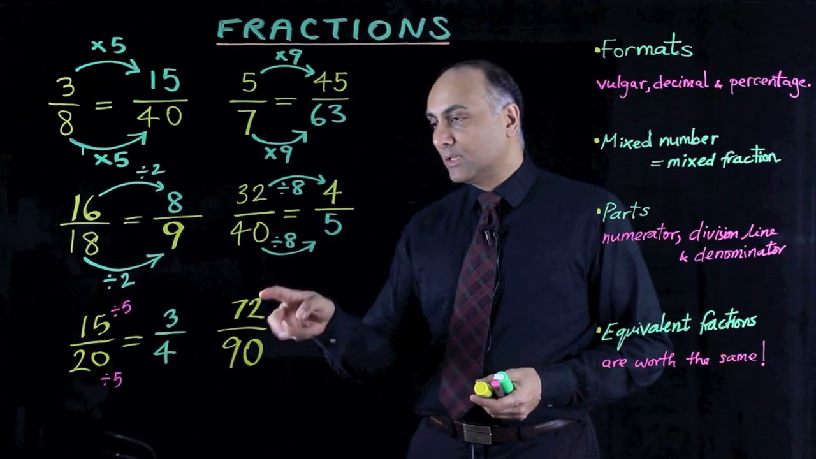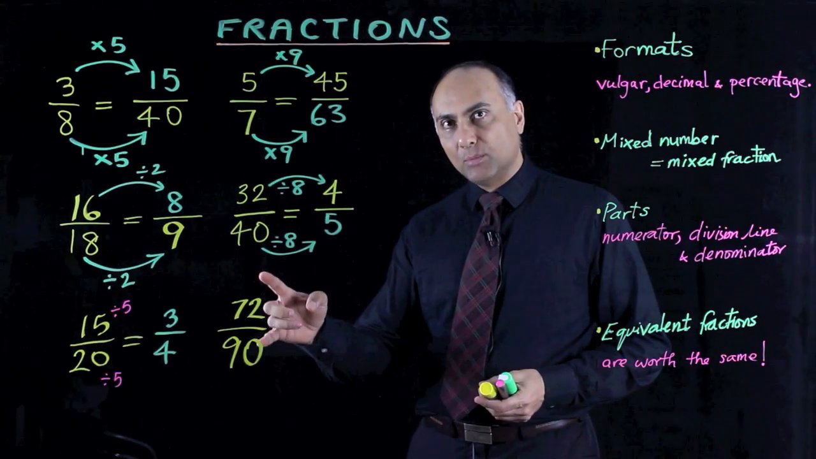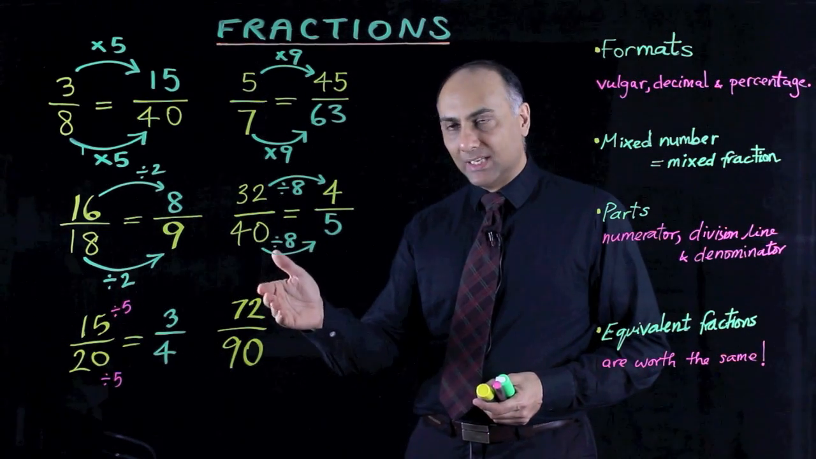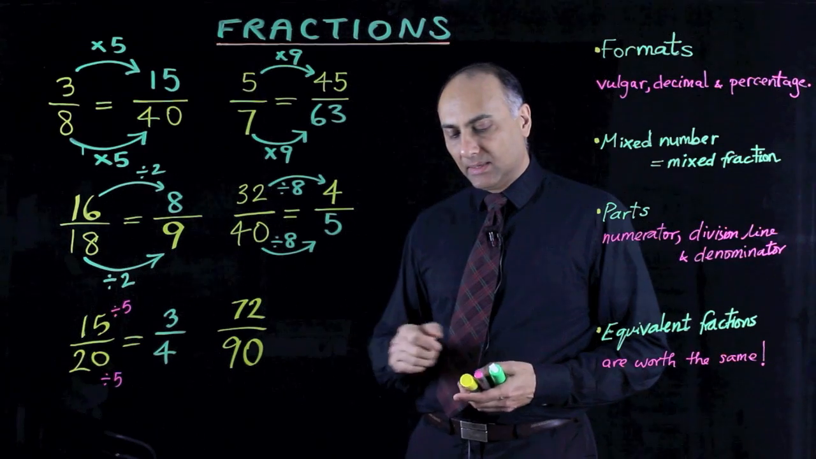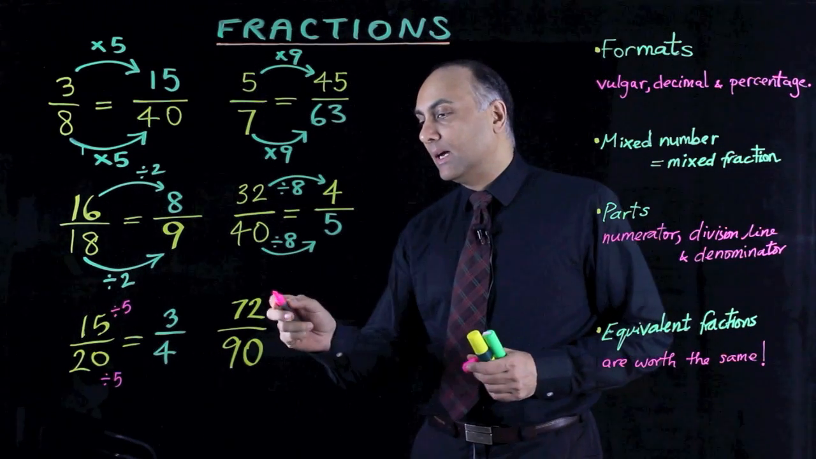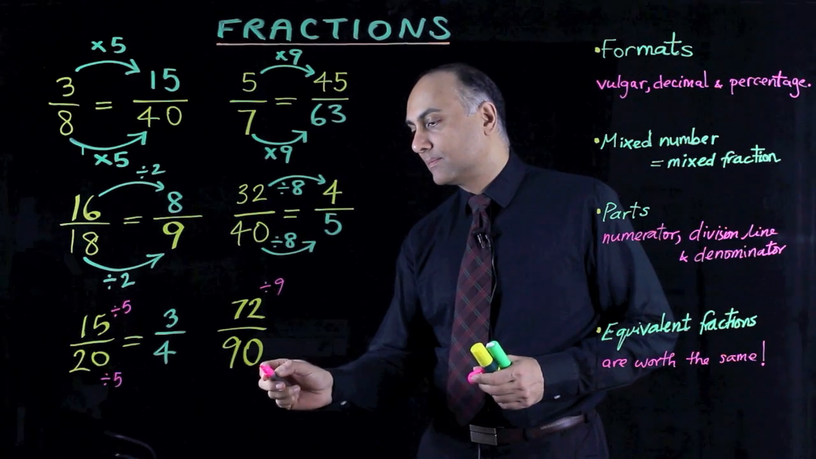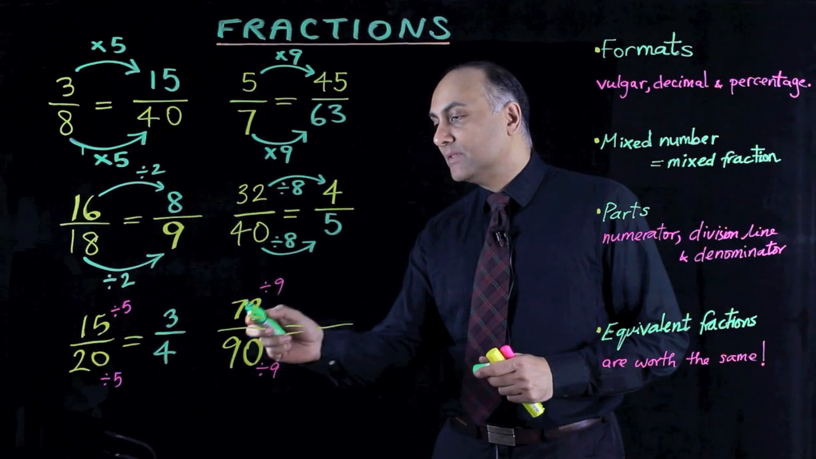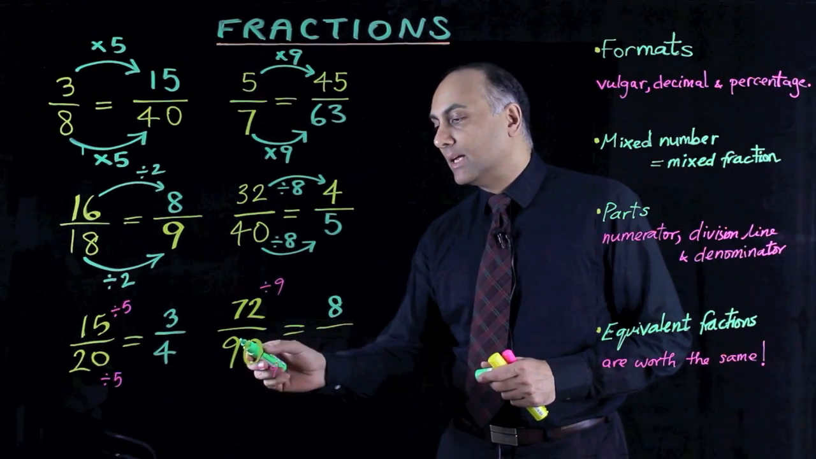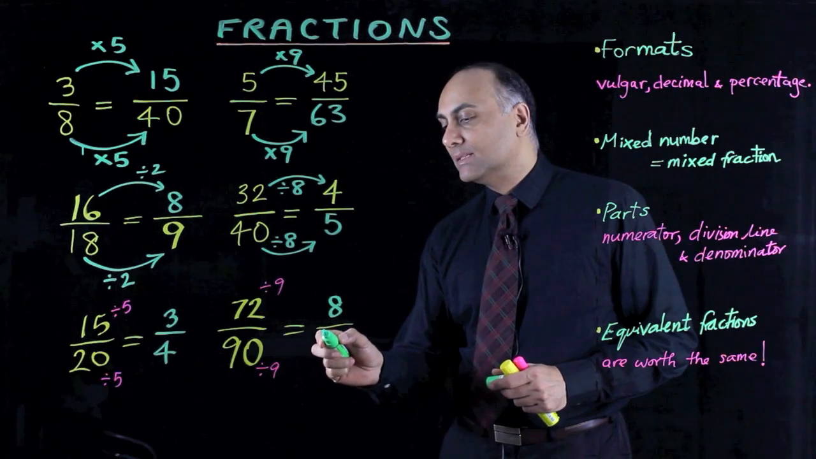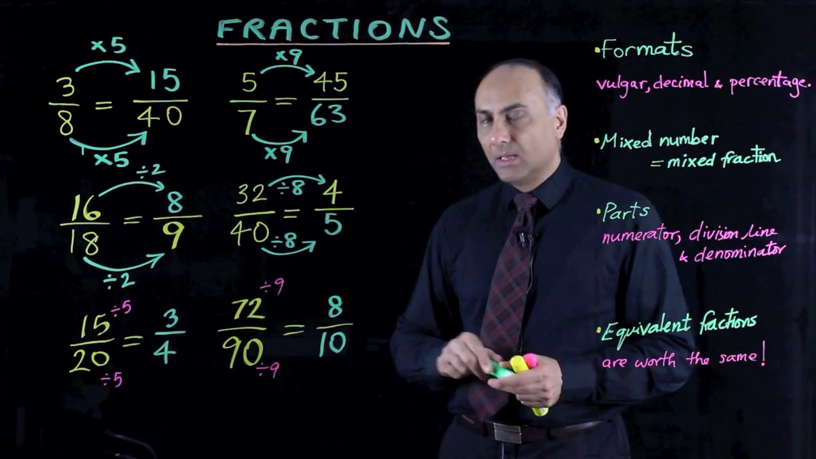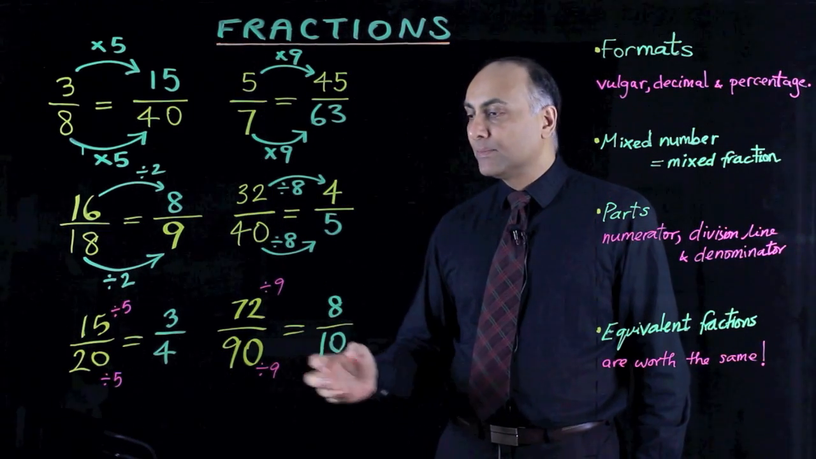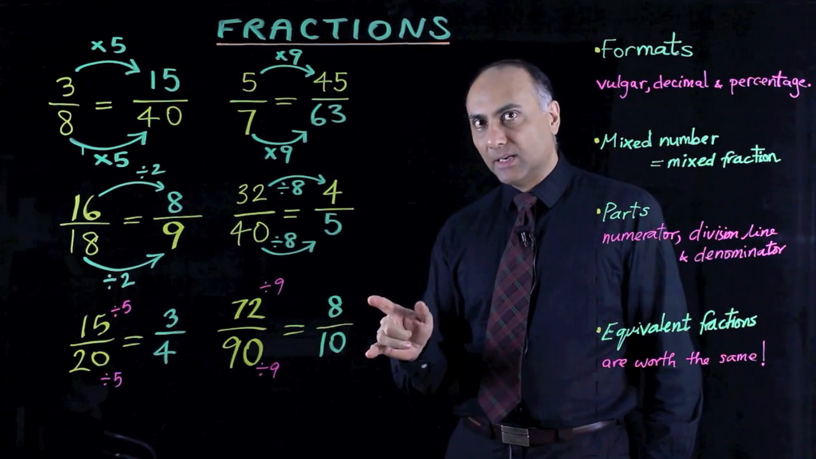72/90. Again, we look at the numerator and denominator to see what is the highest common factor of them, and 72 is in the 9 times table, so 9 is a factor, and so is 90. So they can both be divided by 9. And when we do that, the numerator, 72 divided by 9, is 8, and the denominator, 90 divided by 9, is 10. Now, we haven't finished because, in fact, 9 wasn't the highest common factor. However, we have reduced it. The numbers are now smaller.